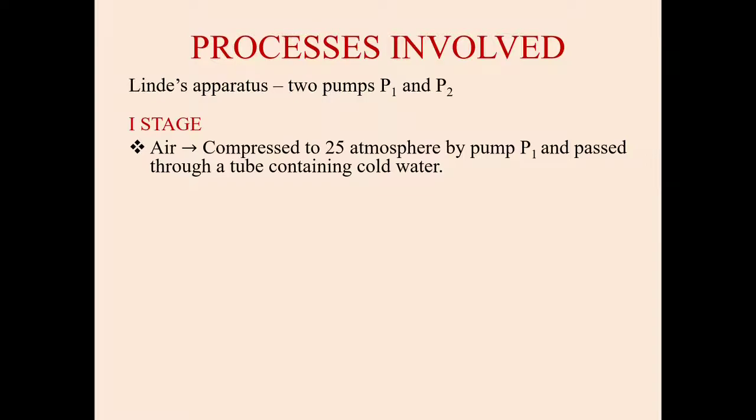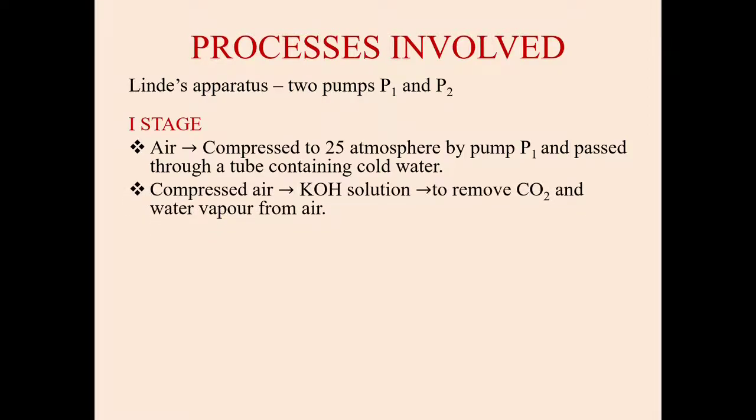So the pump P1 compresses the air to 25 atmosphere, and then it is passed through the next tube, which contains cold water where the temperature is further dropped. The compressed air coming out of the tube containing the cold water is passed through the potassium hydroxide solution. The purpose of passing the air through the KOH solution is to remove the impurities, carbon dioxide and water vapor which are present in the air. From there it goes to the next stage.